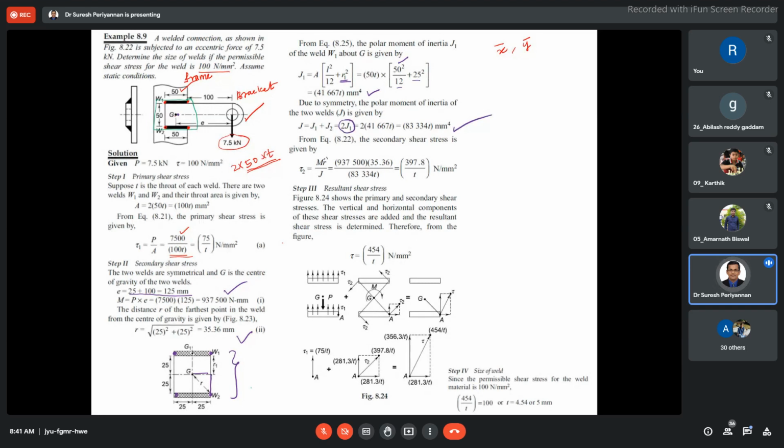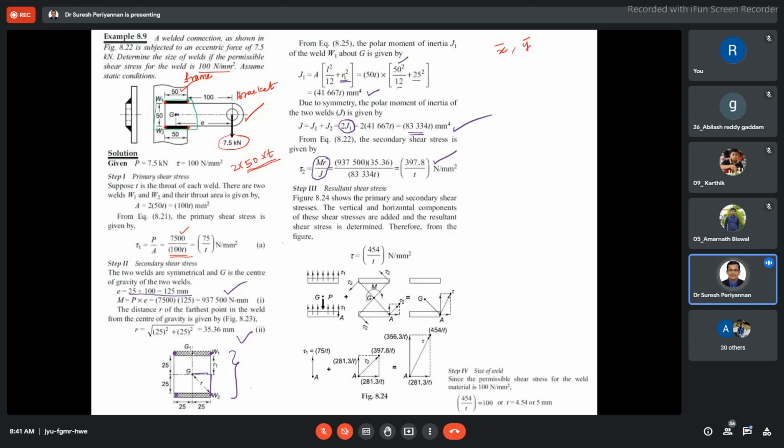Now what is tau 2? Tau 2 is equal to the torsional moment, M, which is nothing but T into R by J. Now J is nothing but this one. We know that J value. This is the J value. Now substitute here, and you are going to get our tau 2. Now see a very important thing. Tau 2 is nothing but 397.8.